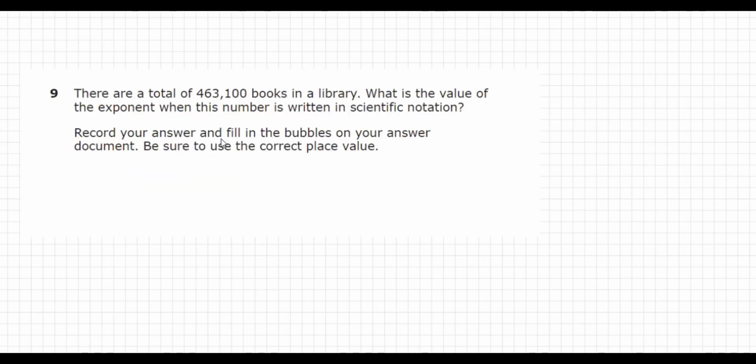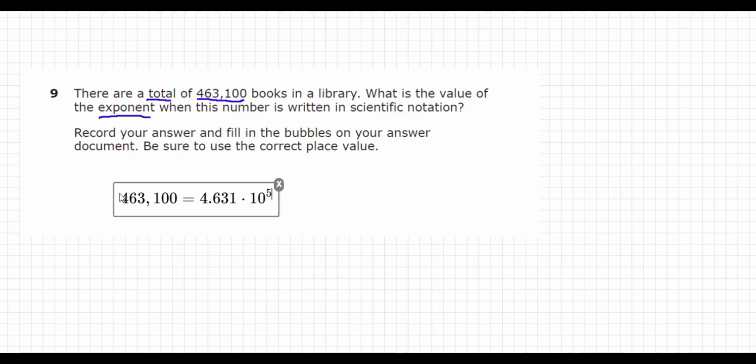Question number 9. There are a total of 463,100 books in a library. What is the value of the exponent when this number is written in scientific notation? 463,100 is equal to 4.631 times 10 to the power of 5. Therefore, the value of the exponent is 5.